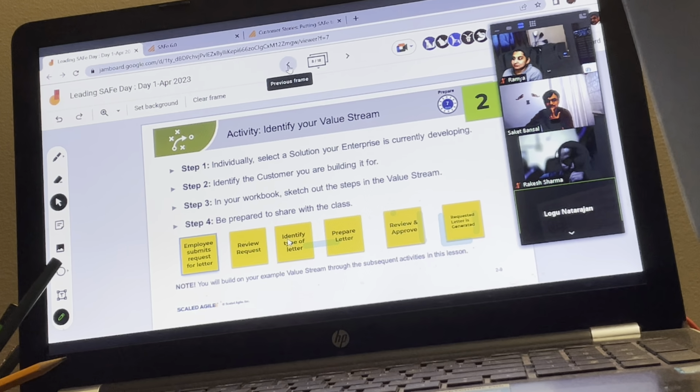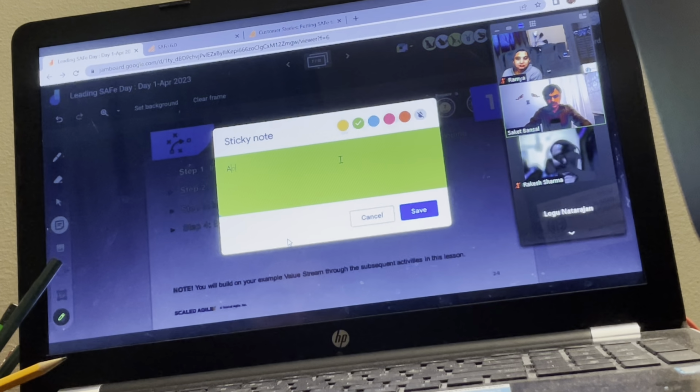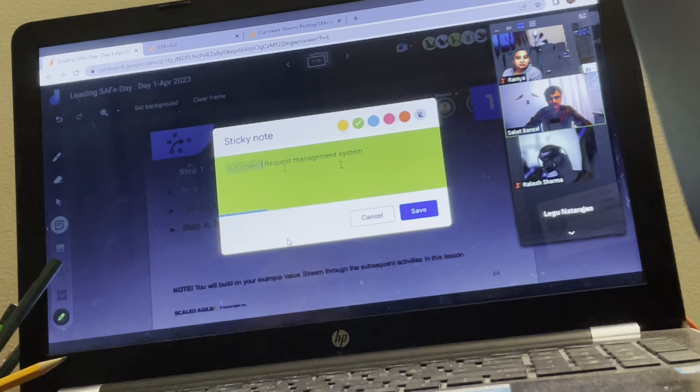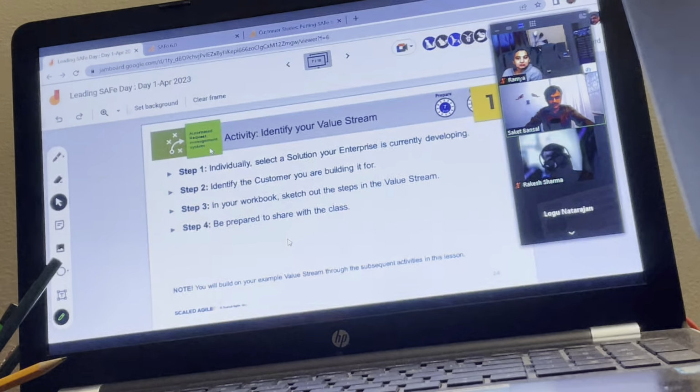But at the end of the day, that will be a user journey map. That will not be a value stream. That will be a user flow, user journey map, user requirement. Now, if you need to automate this, you can say that our goal is an automated request management system, something like this. So this is my goal, and I will say that this is what we are developing as a goal. Now, what is the process we follow?